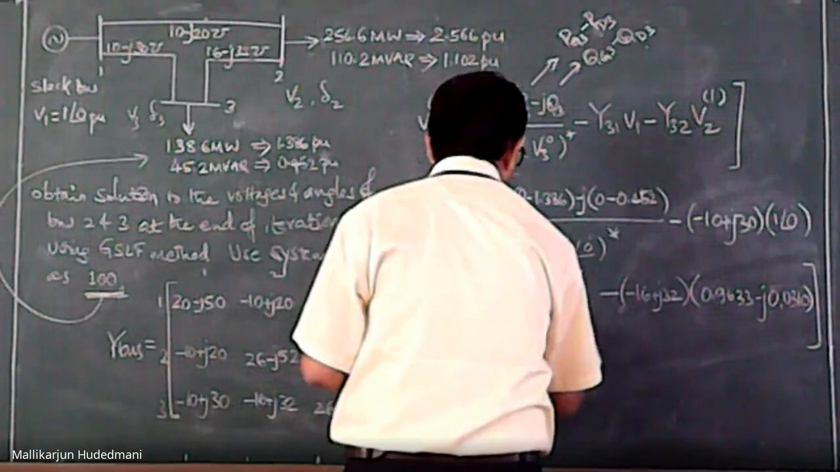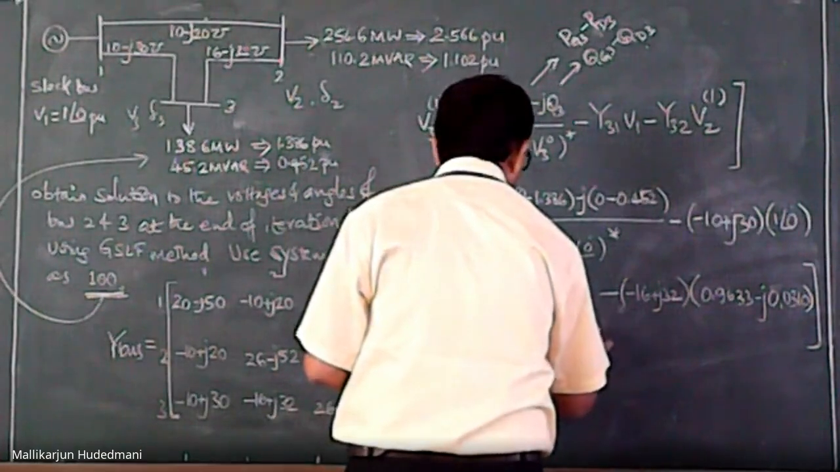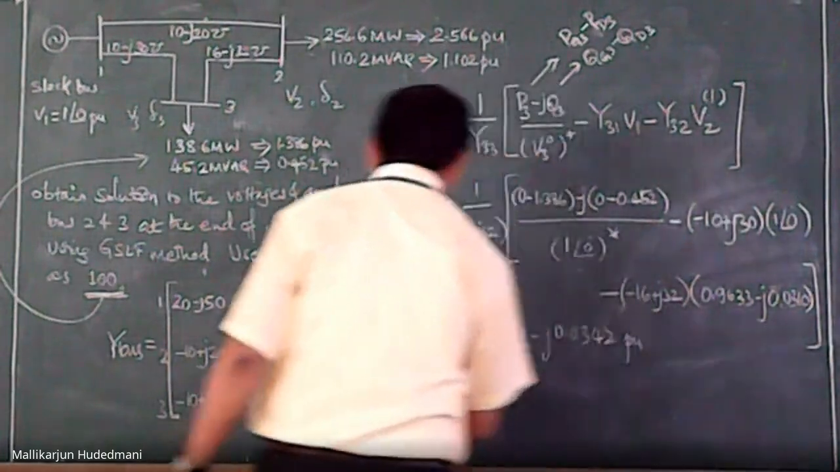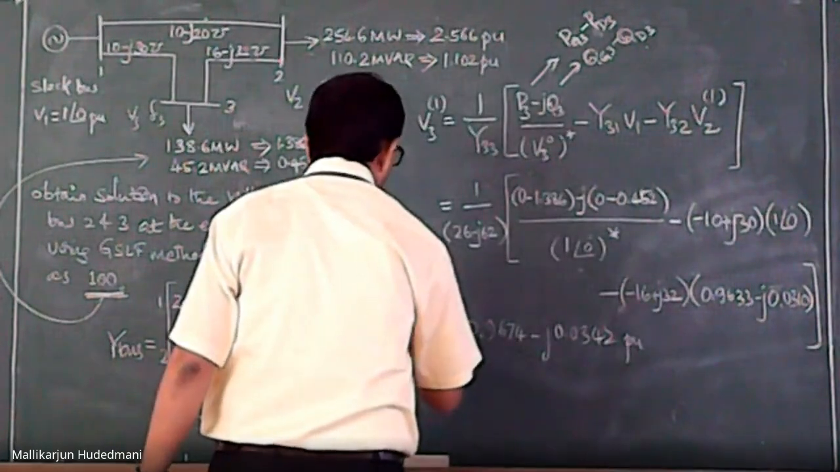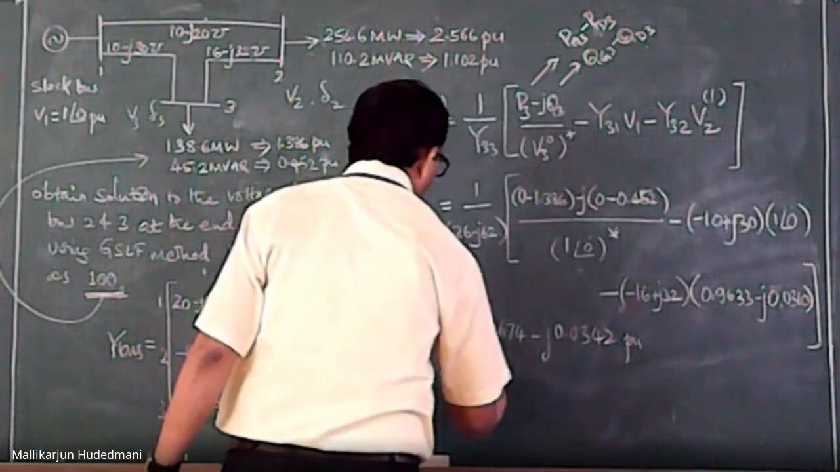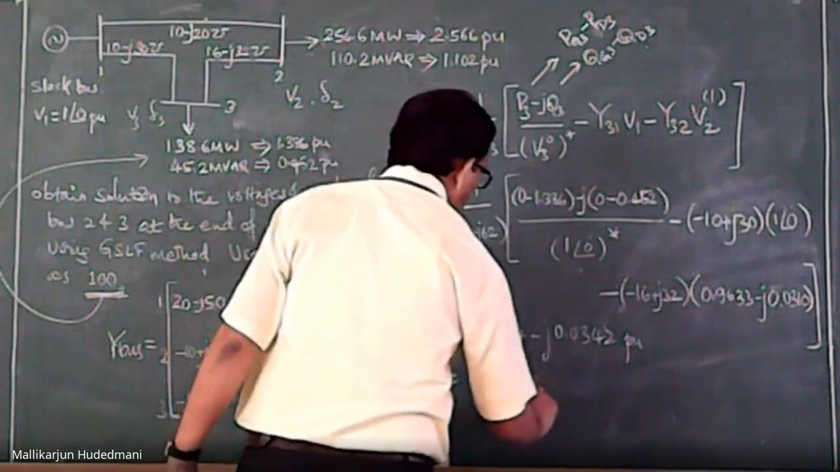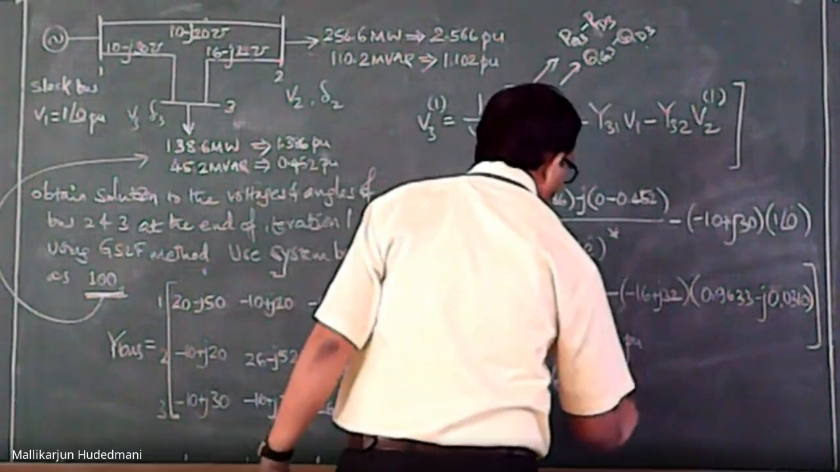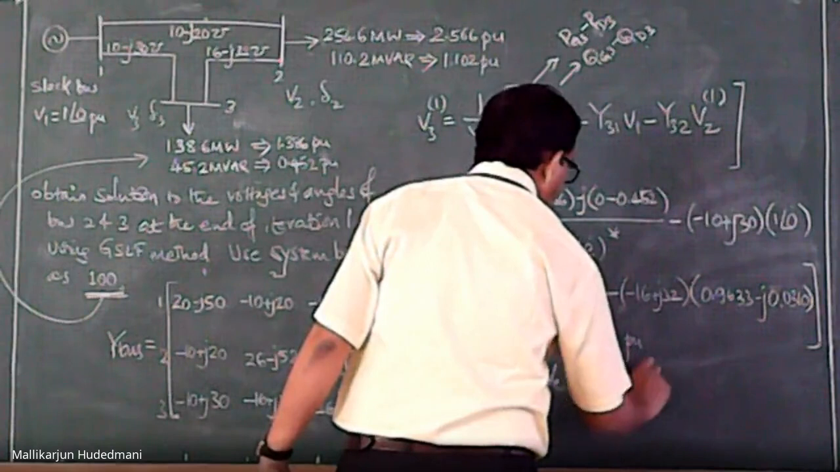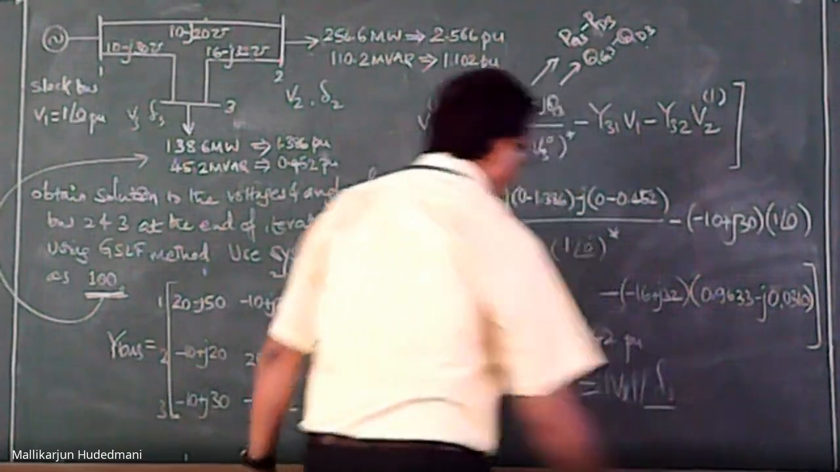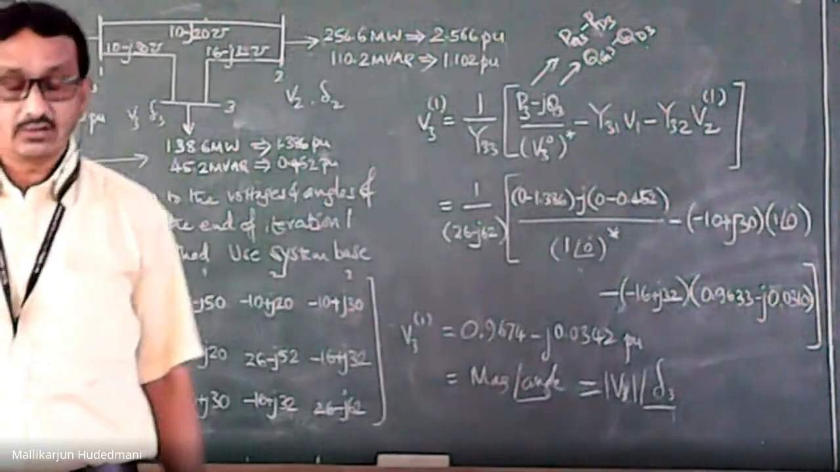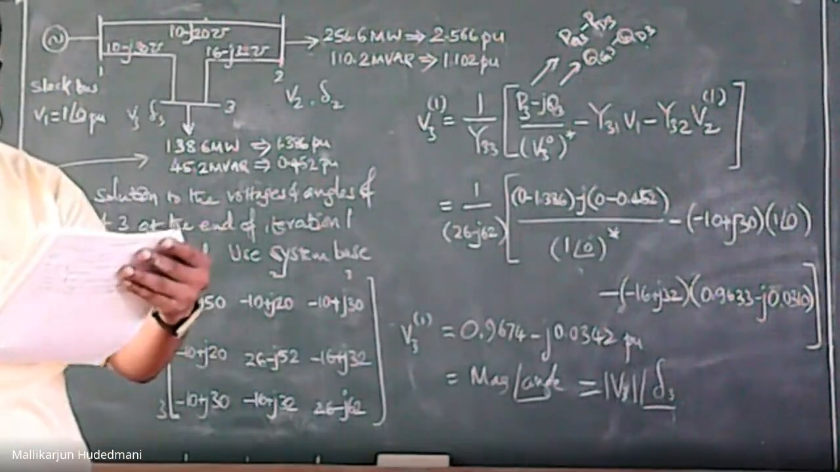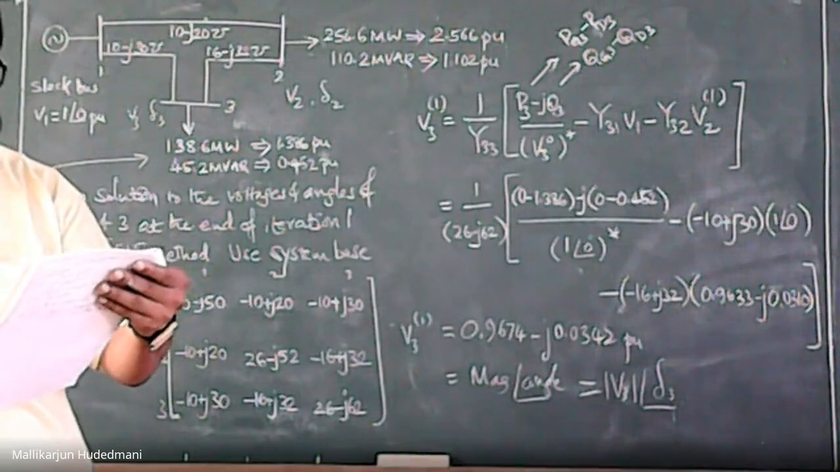0.9674 minus j 0.0342 pu, and this is V3 of 1, which is equal to magnitude and angle, which is equal to V3 magnitude and angle delta. So we have come to the end of the problem. So easily, this is how numerically we need to work very carefully with the problems.